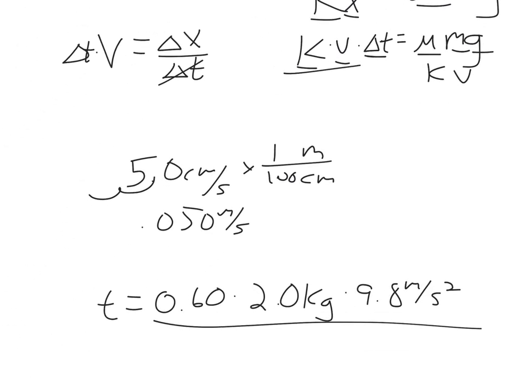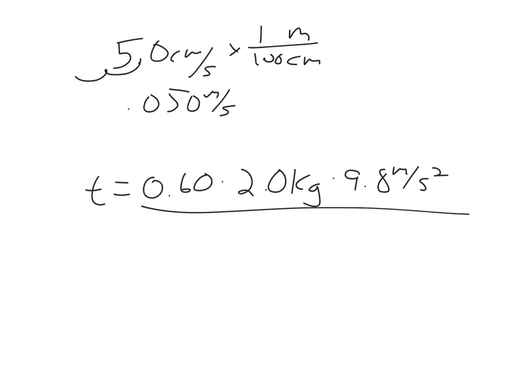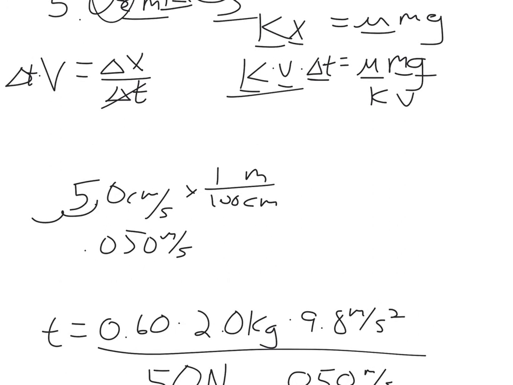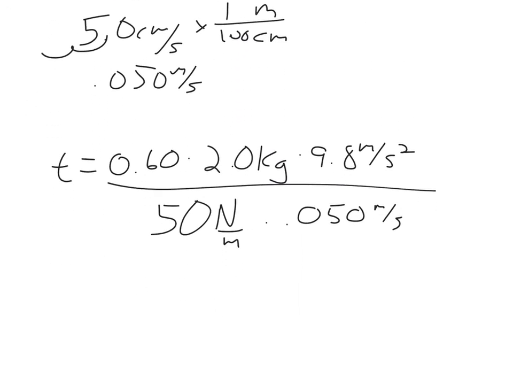All right. K value was 50 newtons per meter, and the velocity was 0.05 meters per second. Missing anything? mu mg over kv. All right, I think that's good.